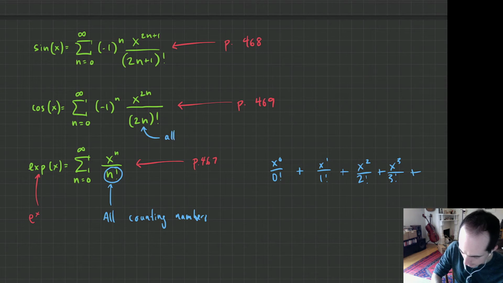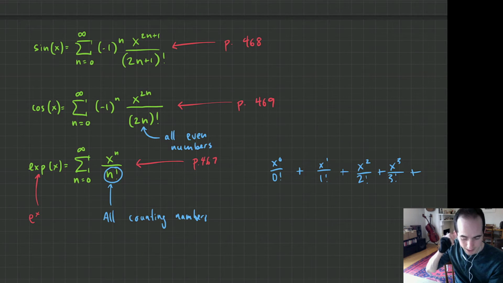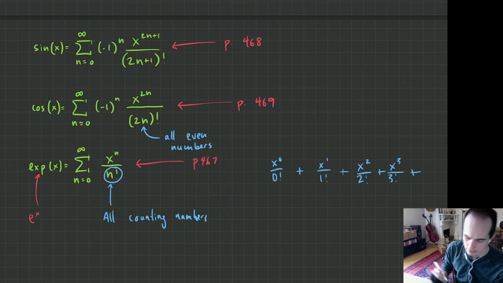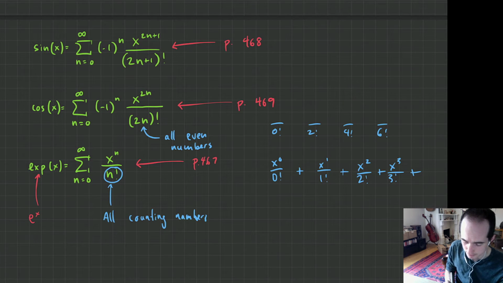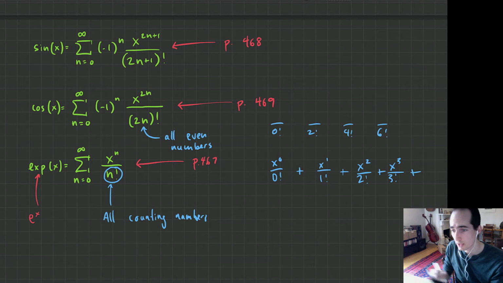We see all the even numbers, right? So in our Taylor series expansion, forgetting about the positives and negatives, and just looking at the factorial, what we're going to see is 0 factorial, then 2 factorial, and then 4 factorial, and then 6 factorial, right? Because n is our counter, and we're multiplying our counter by 2.